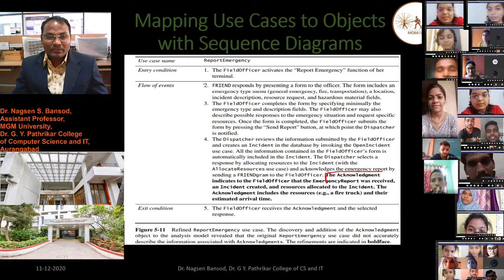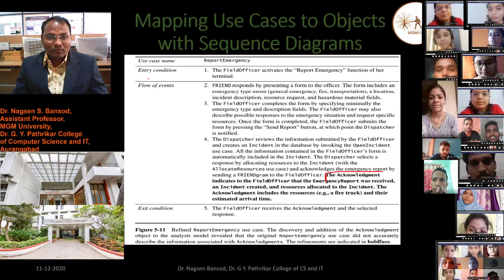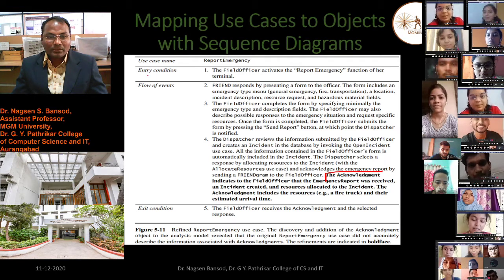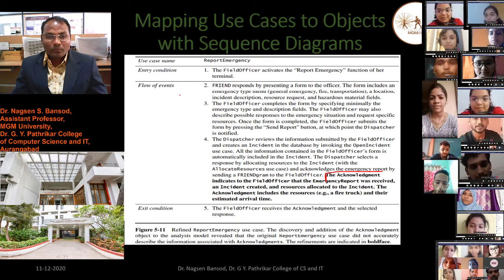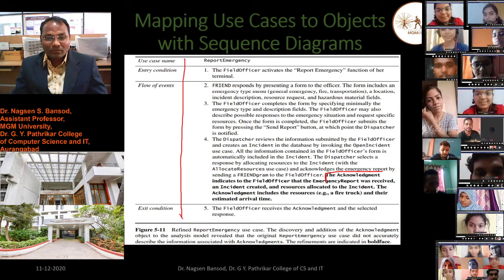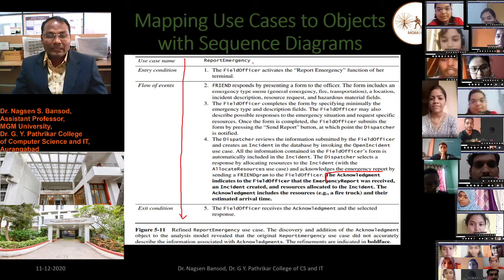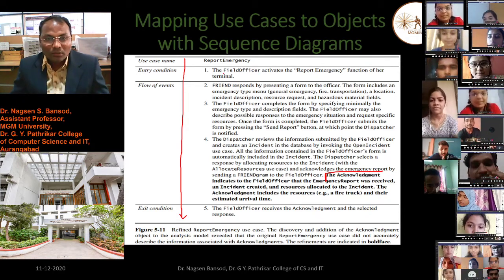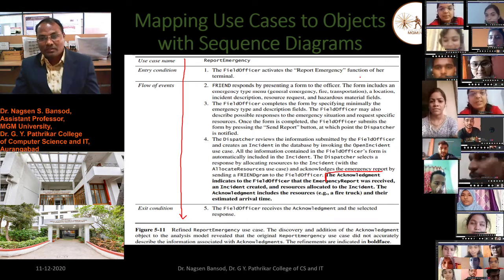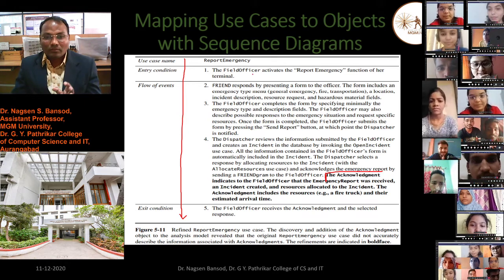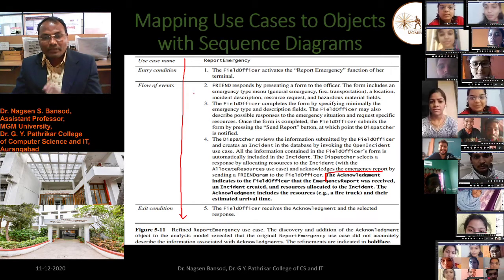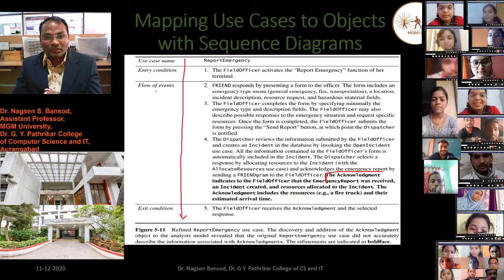Now this diagram is the use case diagram. Look at the use case name, report emergency, entry condition, flow of events and exit condition. All four fields are given. This is the control, and this is the explanation of this control. The field officer activates the report emergency function of her terminal by pressing the FRIEND software. You see the workflow in the flow of events.